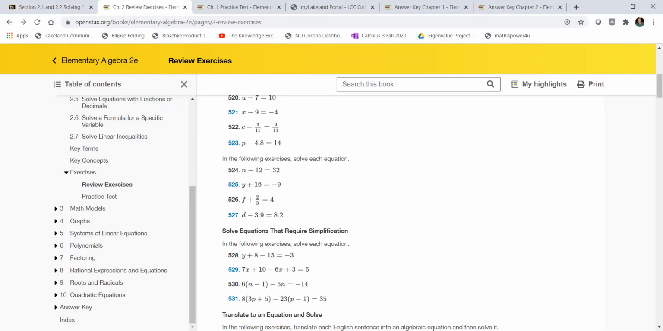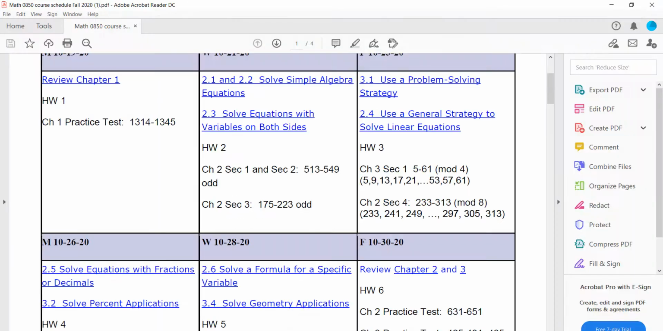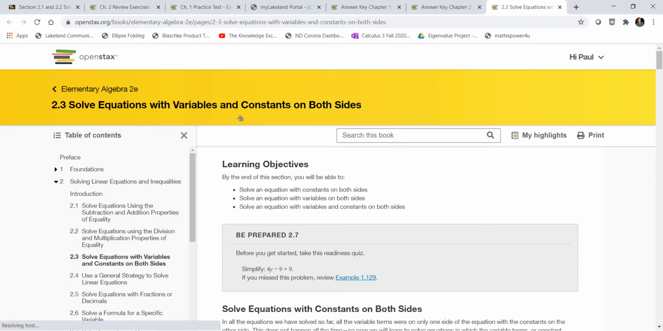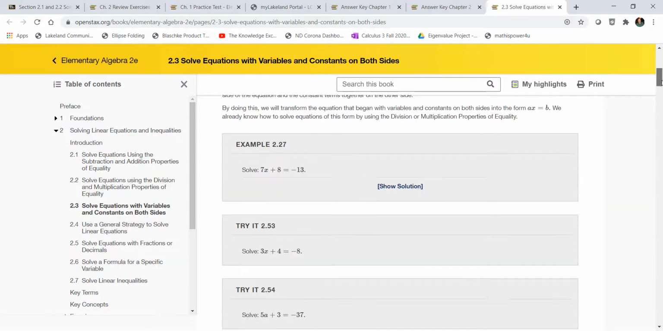Okay, let me go back to assignment 2 again, homework number 2. So it said 513 to 549 odd, and it also said for chapter 2, section 3, 175 to 223 odd. For these problems, I said rather than go to the chapter review, I'm going to work right out of the end of the section. So let me do that real quick. I'll go to section 2.3, so you can see where those problems are.